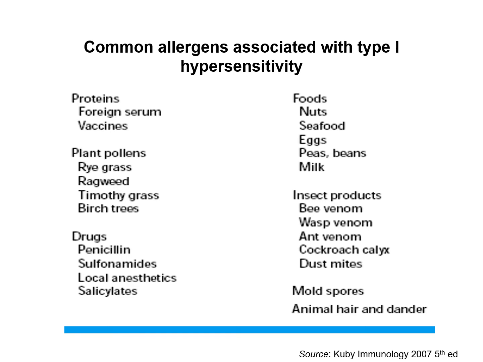And then insect products like bee venom, wasp venom, ant venom, the cockroach calyx, dust mites, mold spores, and animal hair and dander. Right, so you would remember that if a person has asthma, sometimes they advise not to have cats or dogs in the house because they often shed their hair that can trigger an allergic response.